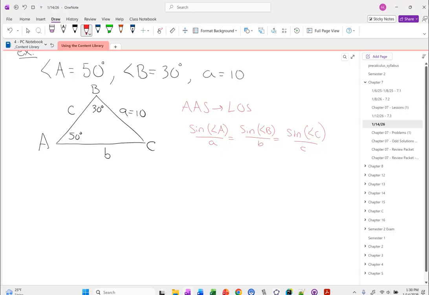So to decide how I'm going to write this formula, I'm going to look at what I have and look for the place where I know both the side and the angle for the same letter. So I'm going to start with sine of angle A over side A equals, now what is the other angle I'm given? B. So I'm going to have to do sine B over side B.